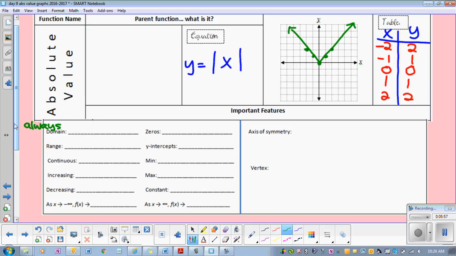Okay. So the domain, you have an arrow on the left and you have an arrow on the right. So that means it's going out all the way to negative infinity. And then look at that, arrow to the right, it means it's going all the way out to where? Infinity. Yeah. So you know what? Domain for absolute value is always all real numbers, negative infinity to infinity. Okay, always.